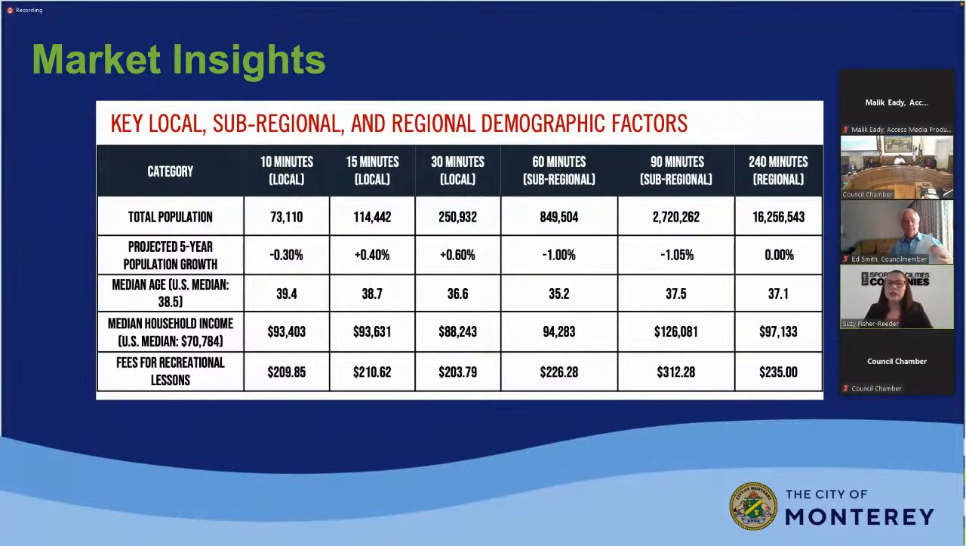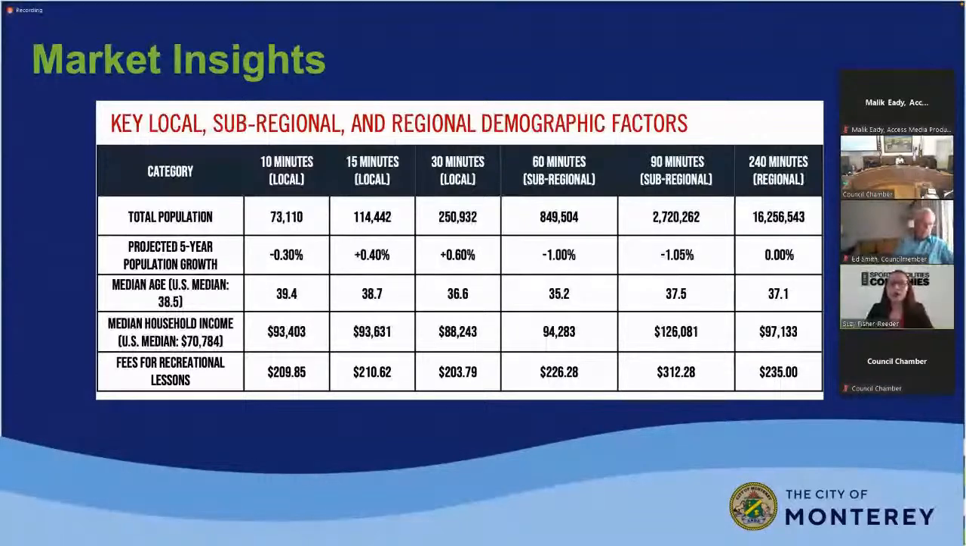Next, we analyze the local, sub-regional, and regional demographics. Understanding the local, which is the 10-, 15-, and 30-minute drive time, provides us insight into the potential membership opportunities, while exploring sub-regional and regional population and market allows us better understanding of the regional demographic trends that may impact Monterey.